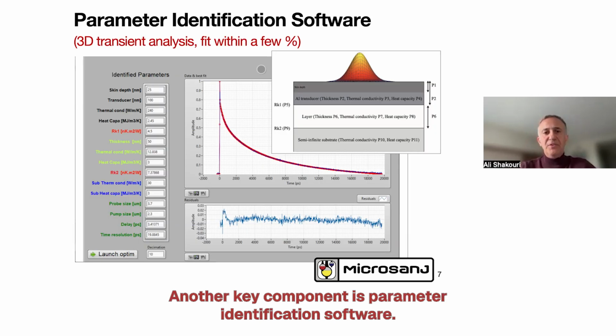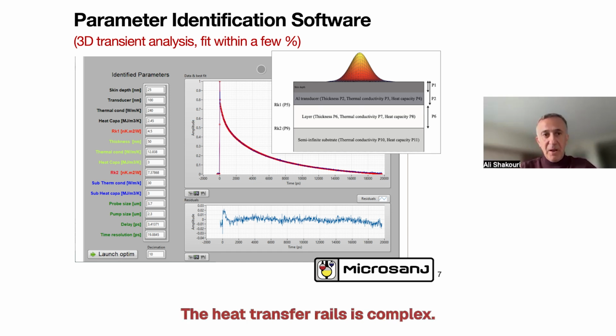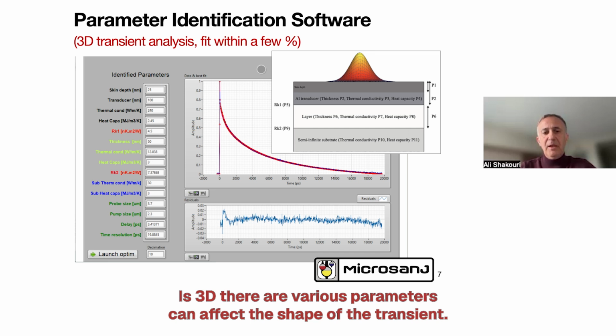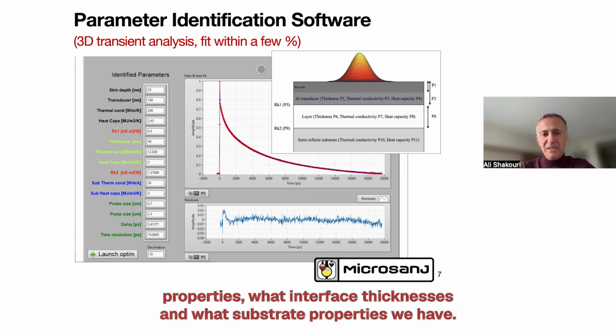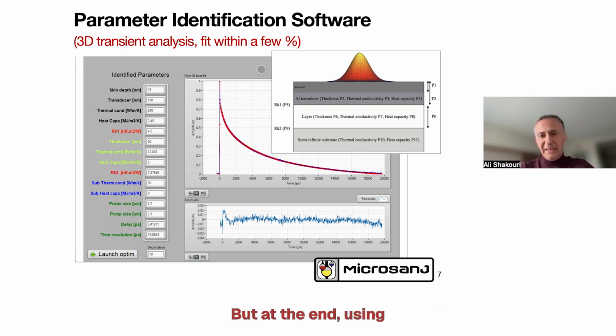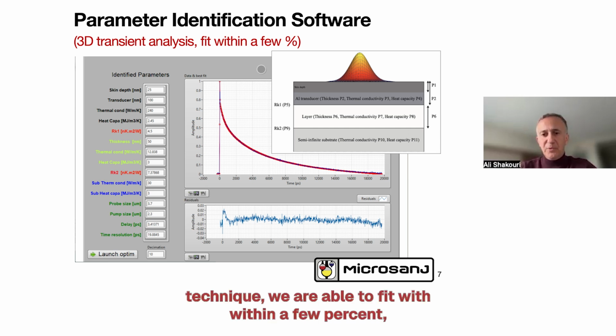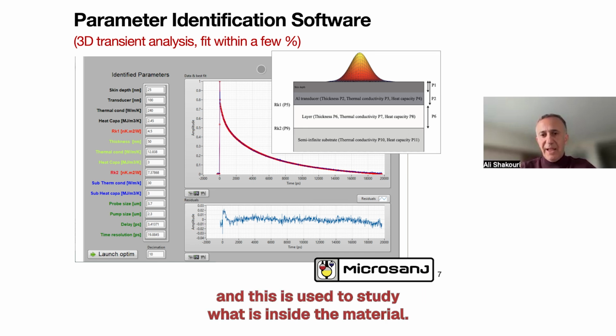Another key component is parameter identification software. The heat transport in the materials is complex, it's 3D. There are various parameters that can affect the shape of the transient. It could be what type of transducer is used, what film properties, what interface thicknesses, what substrate properties we have, and what the laser characteristics are. But at the end, using a 3D analytic technique, we are able to fit within a few percent, and this is used to study what is inside the material.